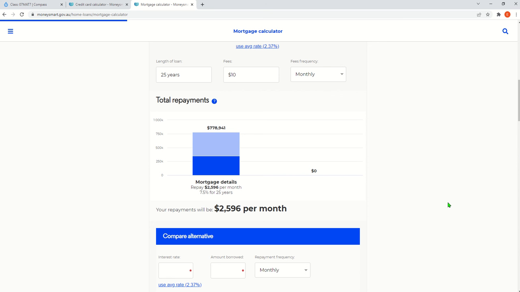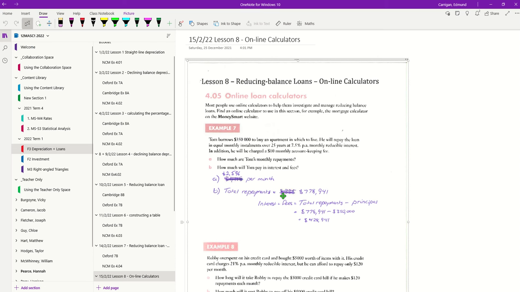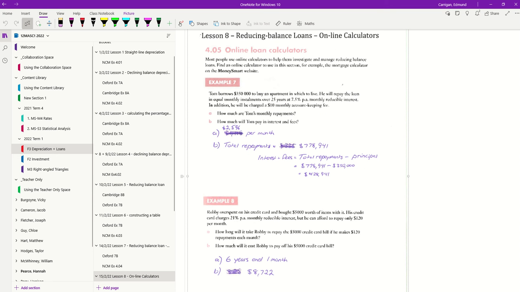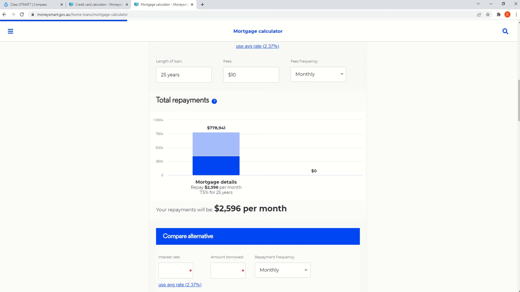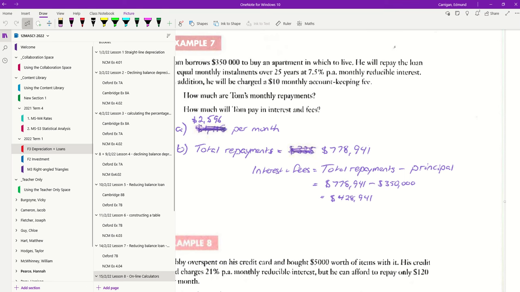And then it's asked, how much will Tom pay in interest and fees? So we're going to have to do a bit more work on that one. Unfortunately, I've already done it in my OneNote, but that's okay. If I typed it in, it tells me the total repayment is $778,941. I got that from this website, $778,941 on the top of that column. So when I get back to my booklet, I can write that in as being the total repayments equals $778,941.